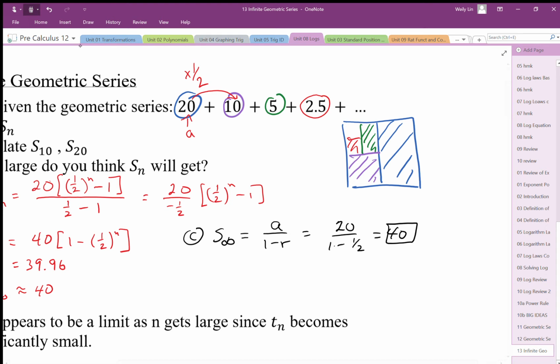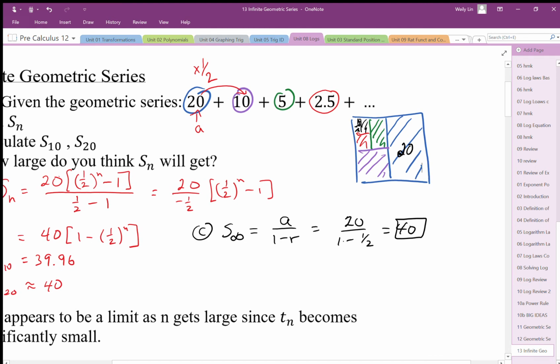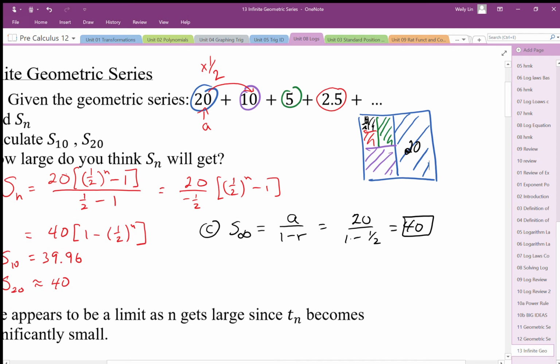We can just take half of the remaining, half of the remaining, half of the remaining. We'll never fill this out. If we started with 20, the total area that we would shade would end up being 40. So this is another way we can show geometrically that this is in fact true. This infinite series does actually give us a finite sum. Visually, there's no way I can go beyond the bounds of this 40 square unit square here.